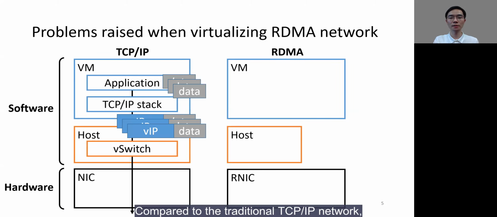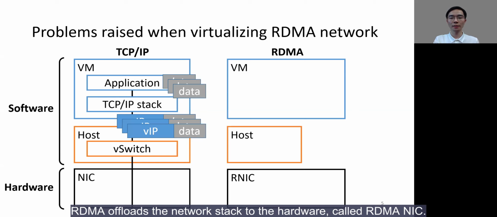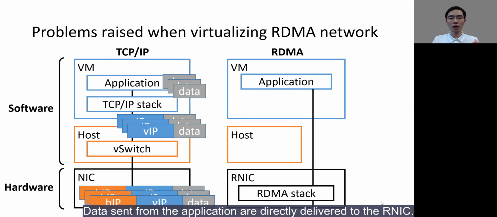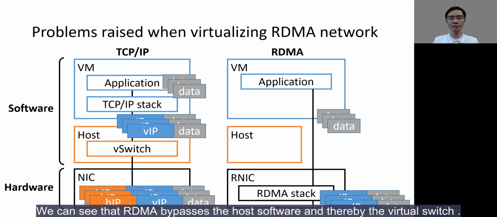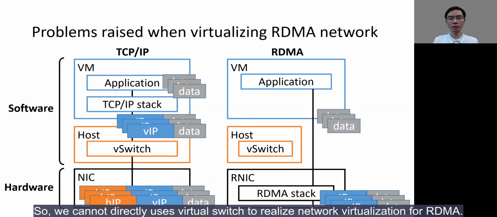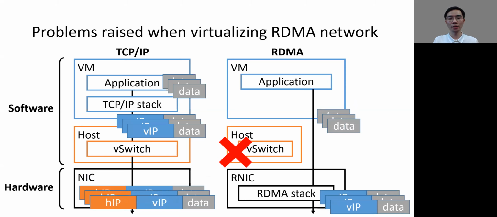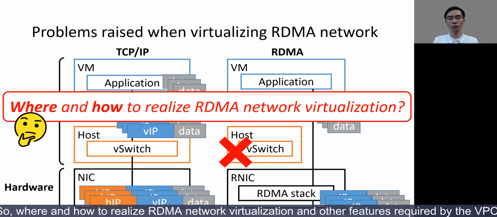Compared to the traditional TCP/IP network, RDMA offloads the network stack to the hardware called RNIC. Data sent from the application is directly delivered to the RNIC. Then the network packets are encapsulated in the RNIC. We can see that RDMA bypasses the host software and thereby the virtual switch. So we cannot directly use a virtual switch to realize network virtualization for RDMA. So where and how to realize network virtualization and other features required by the VPC?